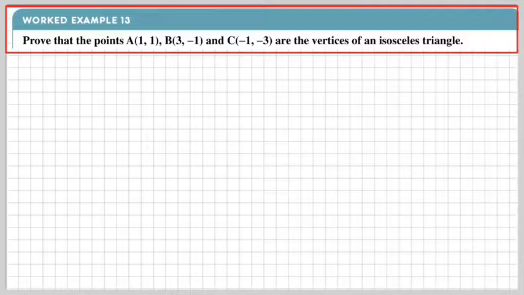Okay, a graph will alleviate the pain and possibly give us the way forward. I think it will give us the way forward. Now, vertices means the corners, right? And what's an isosceles triangle?